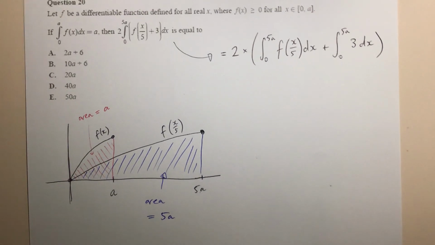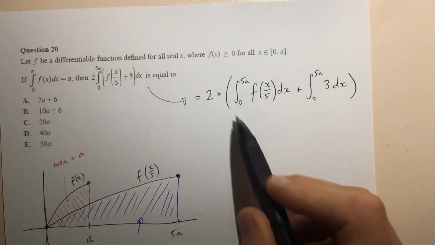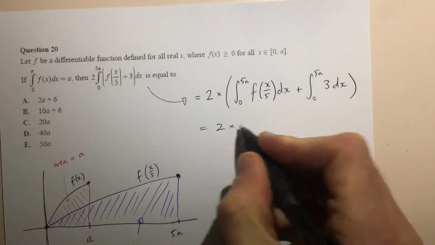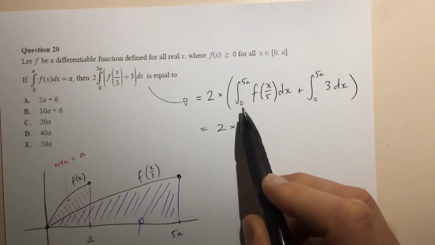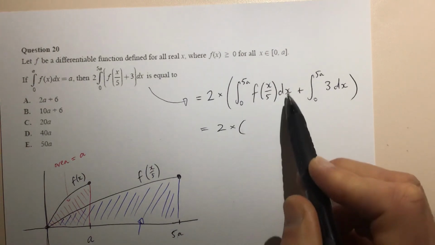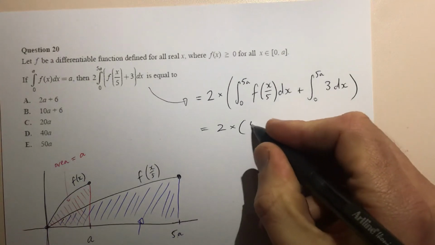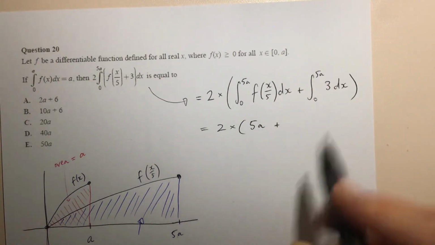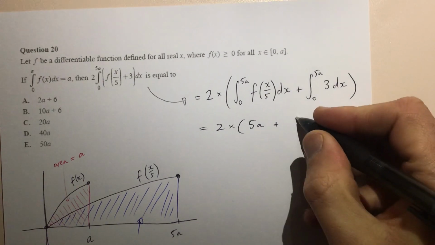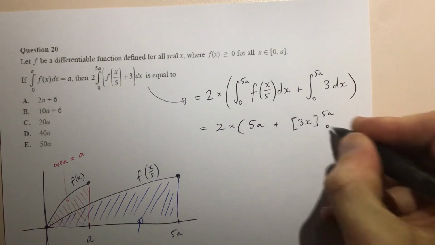Going back to this expression, with a fair bit of thinking graphically, we've got that this integral from 0 to 5a of the function f of x on 5 with respect to x is just equal to 5a, because it was 5 times the original area. So that part's 5a. This second part, we still have to anti-differentiate 3, and the antiderivative of 3 is 3x. Terminals are 5a and 0.